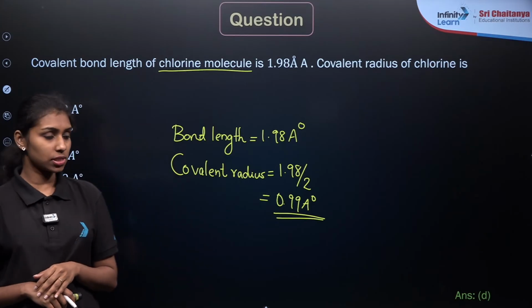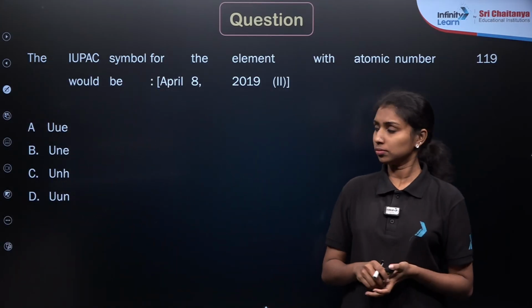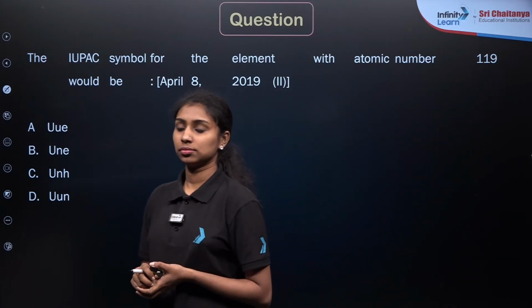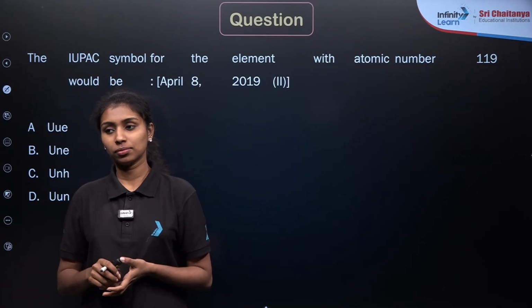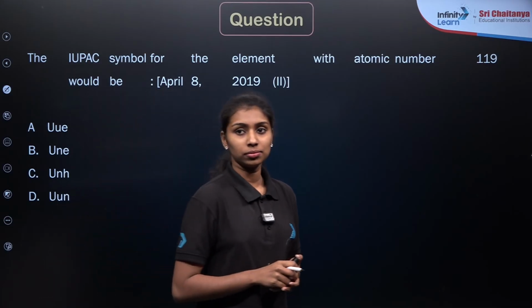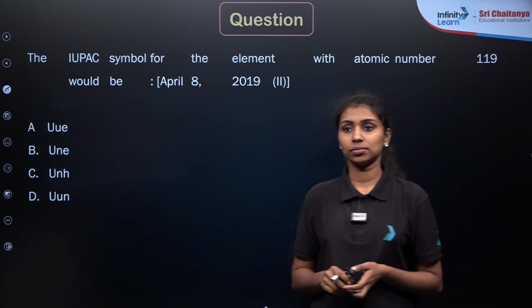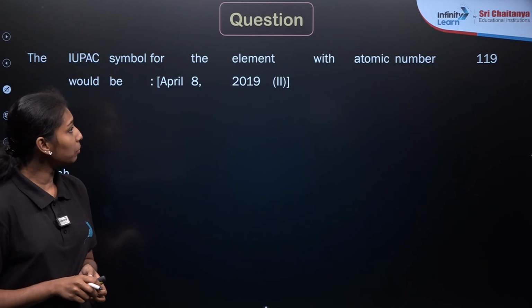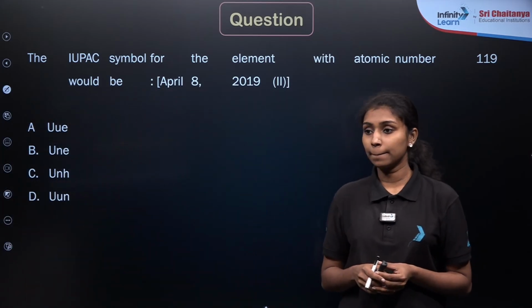Now we are moving to the next question. Read the question carefully. The IUPAC symbol for the element with atomic number 119 would be.